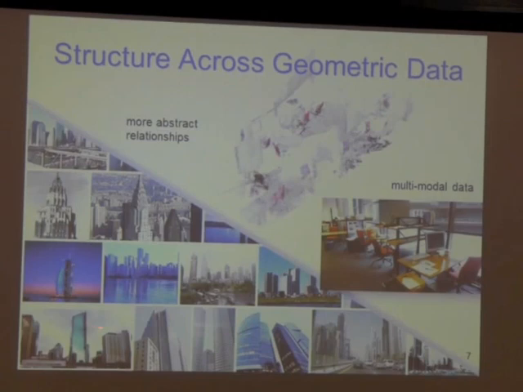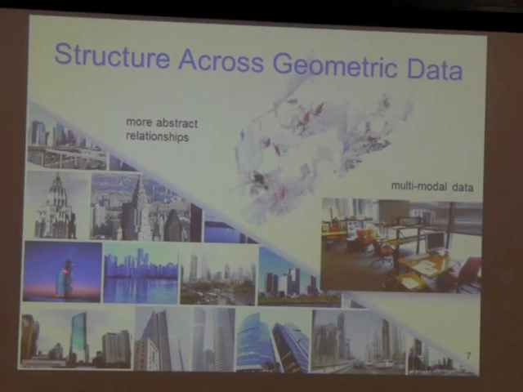And down here, I show a whole bunch of images of skyscrapers, which are very different buildings. They are not the same entity in the world, but they are related because they belong to the same class of objects. And part of my goal here is to understand relationships between data, to understand what is the relationship between this image and this scan, and what's the relationship between this skyscraper and this skyscraper.